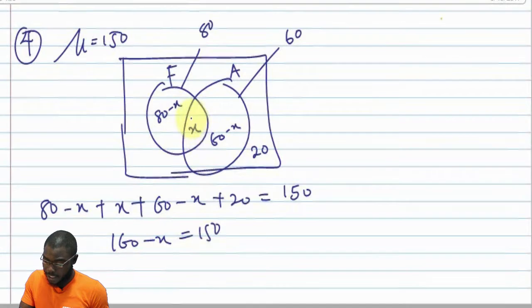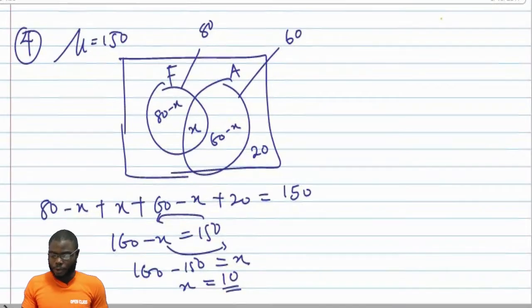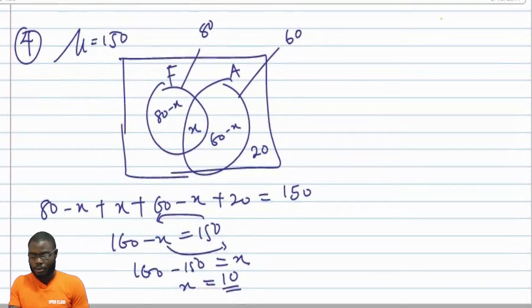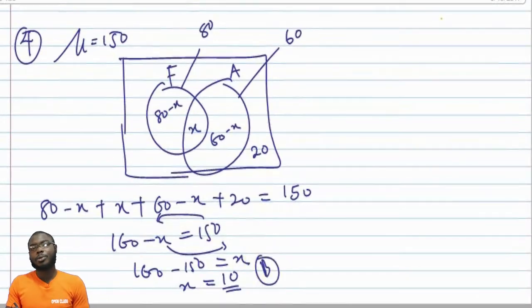Remember, what we're looking for is X, those that offer both French and Arabic. Then we're going to have 160 minus 150 equals X. Your X equals what? 10. Your X equals 10. So option A says it's 45, B says it's 10, C is 35, and D is 10. So B should be our option.